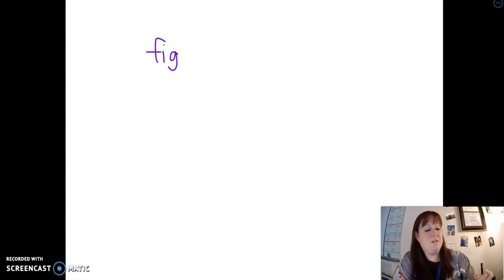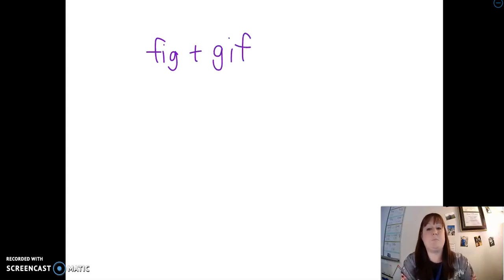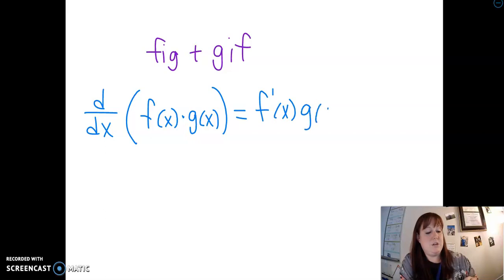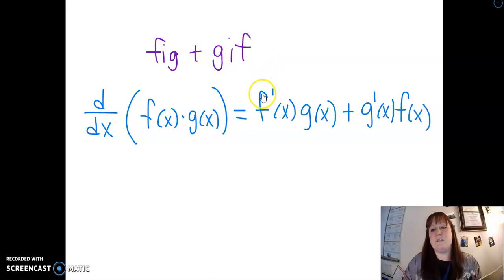Fig plus gif. That's it. You just have to remember fig plus gif. So I'll write this out in actual mathy terms. So the derivative of some function f times some function g equals the derivative of f times g plus the derivative of g times f. Do you see how this kind of looks like fig, gif? That's how we remember it.